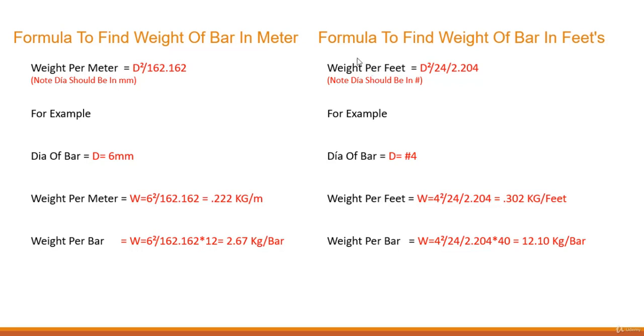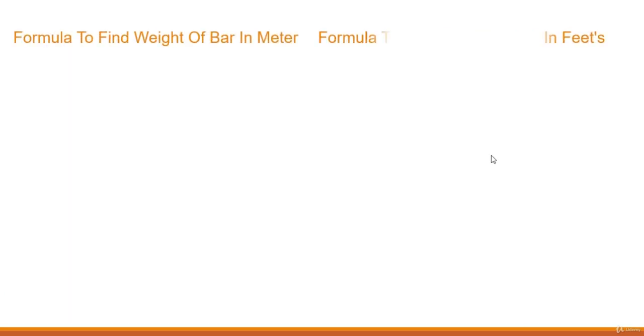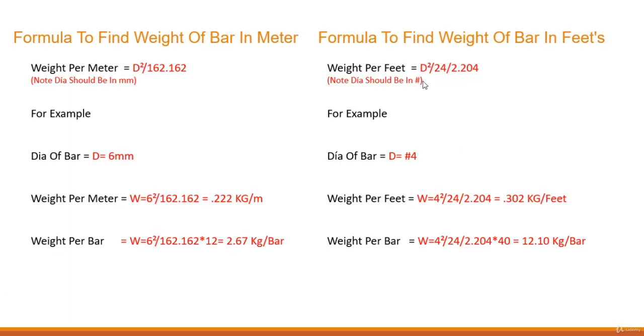Now let's see the formula in feet. If you want to find out the weight per feet, you put this formula: d square divided by 24 divided by 2.204. Note, dia should be in numbers, not in inches. As I told you before, if the bar is 3 by 8 inch you have to put the dia as 3 number, if the bar is 1 by 2 inch you put 4 number, and if the bar is 5 by 8 inch you put 5 number. So it is a must that you put the dia in numbers.